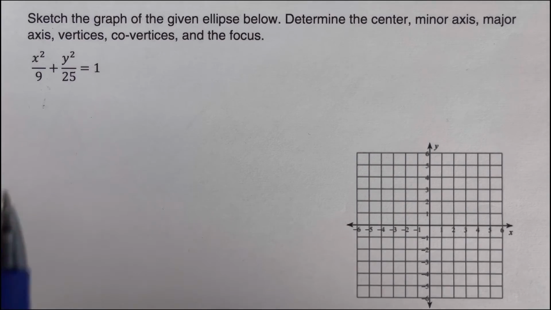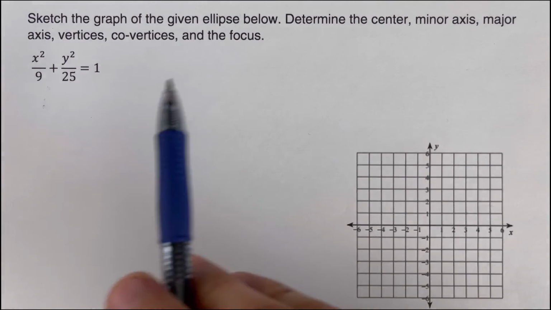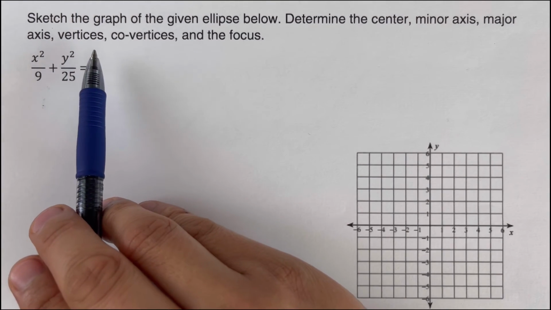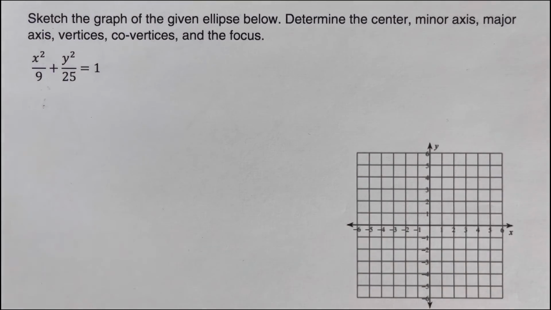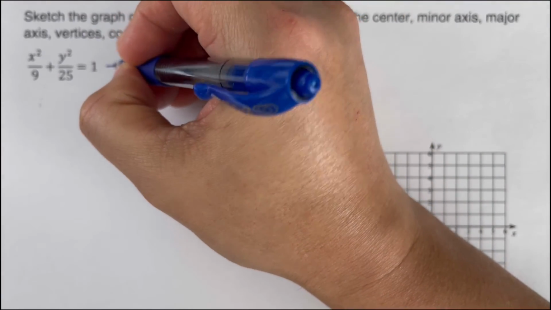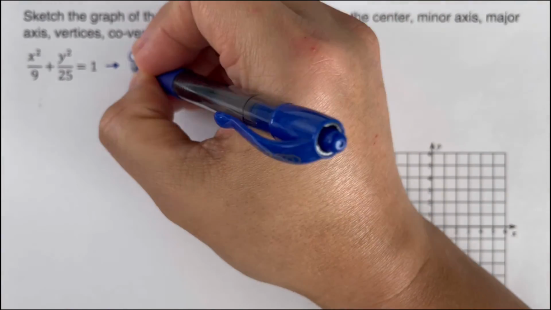So in this example, we're supposed to sketch the graph of the given ellipse below. So this one right here, and we determine the center, the minor axis, the major axis, the vertices, the co-vertices, and the focus. So again, we are going to change this into its standard form with values for h and k. So I'm just going to go ahead and write that down here.